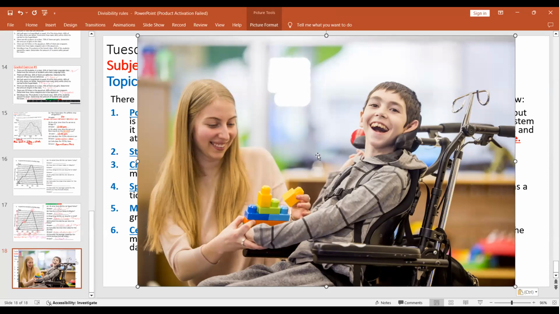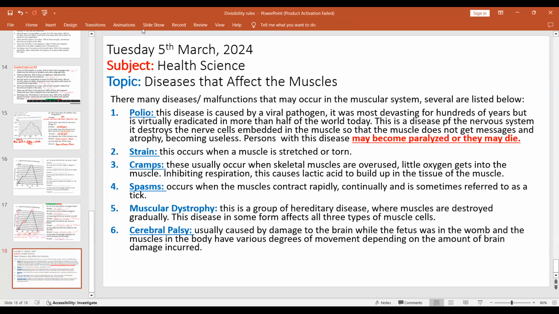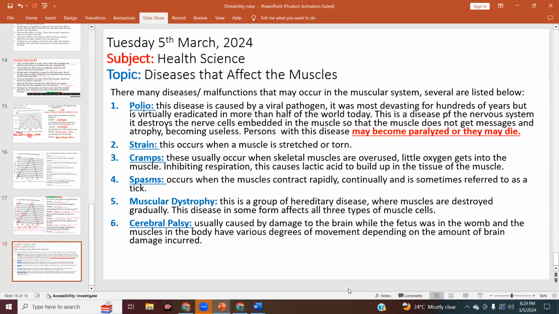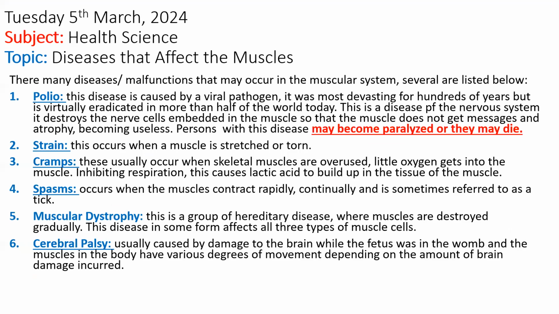All right, you understand that? Yes, sir. Good. Okay, good. So question: which type of muscular condition happens or occurs when we have damage to the brain in the fetus? Cerebral palsy. Very good.